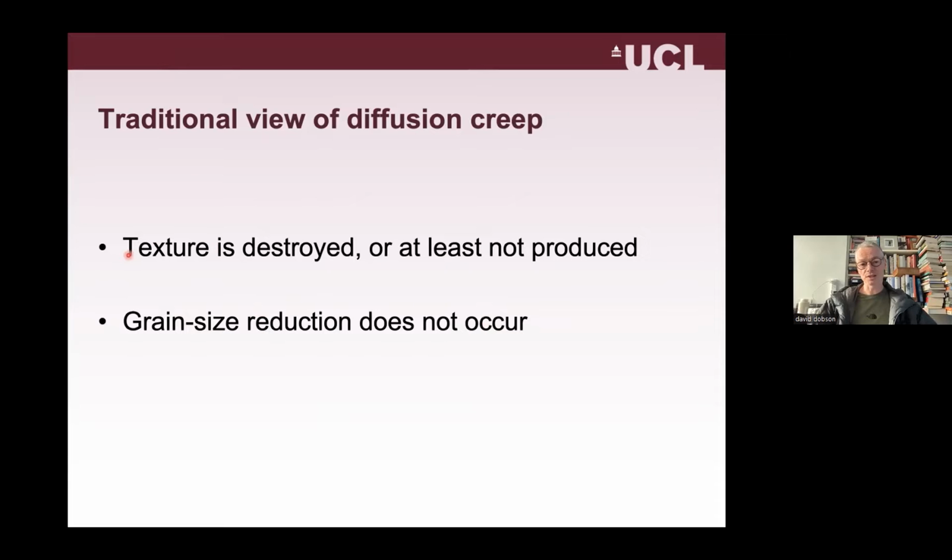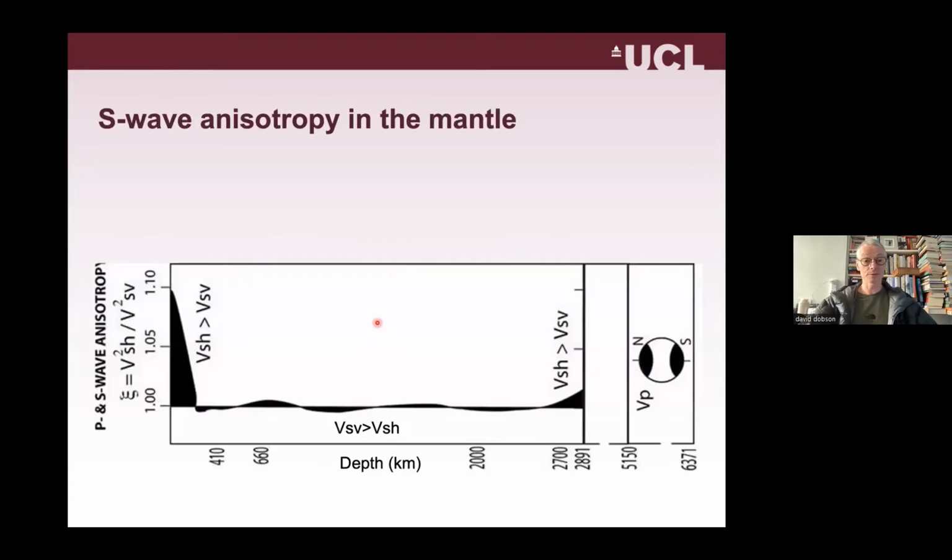And I'm going to be suggesting actually that these two parts of the traditional view, that texture is destroyed or not produced, is wrong, and also that grain size reduction does occur in certain conditions when you have diffusion creep. Okay, and it's all associated with this anisotropic diffusion.